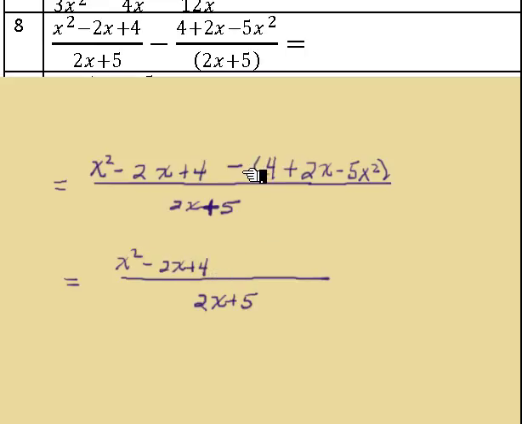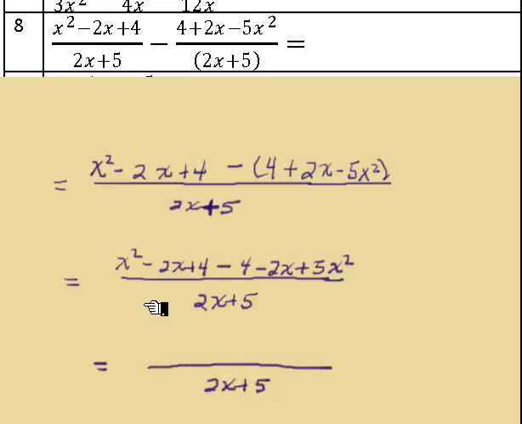It's as if we're multiplying through by a negative symbol. Minus 4, minus 2x. And here we have minus times minus is plus 5x squared. All right, and now just add up the like terms. So x squared plus 5x squared, that's 6x squared. Minus 2x minus 2x, that's minus 4x. And 4, negative 4, well, those cancel out. And here's the result.